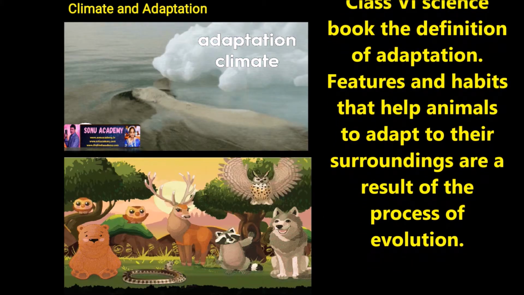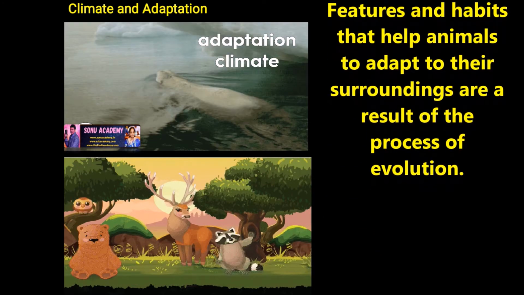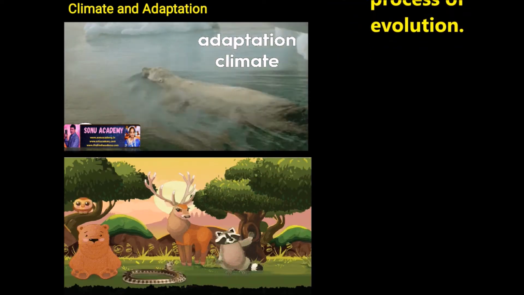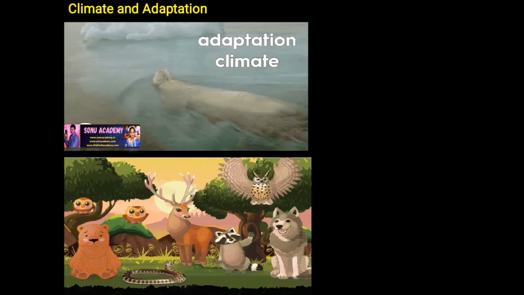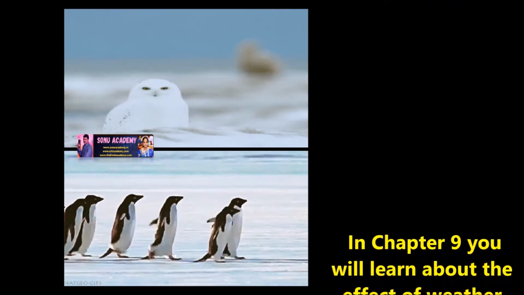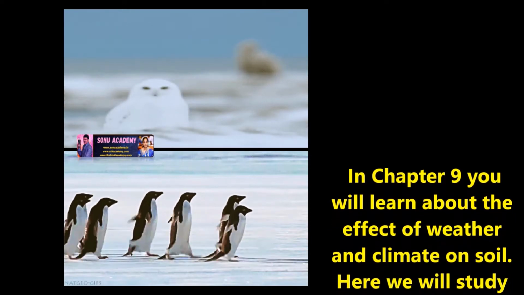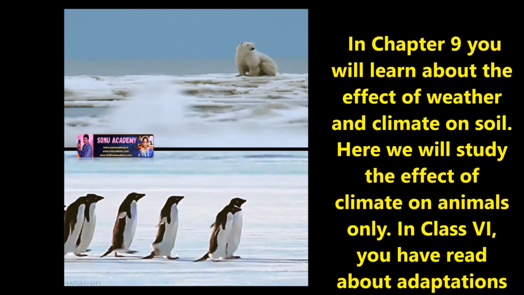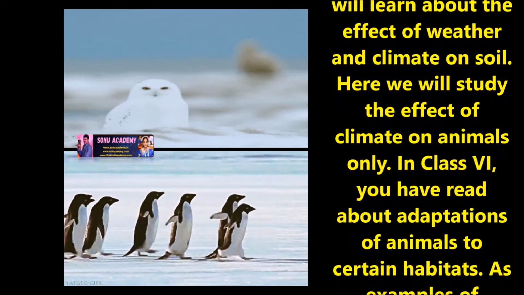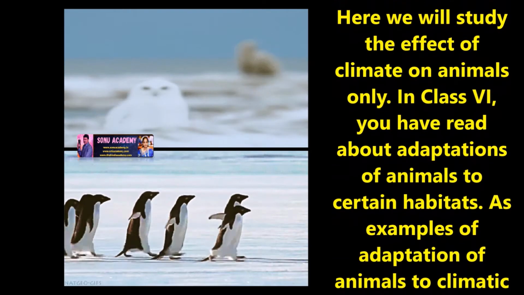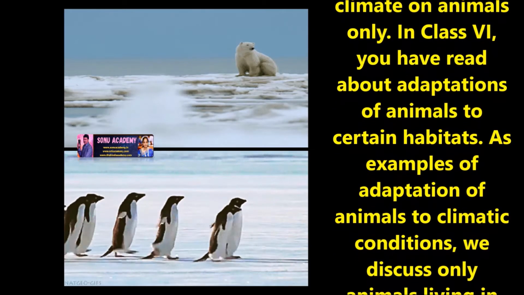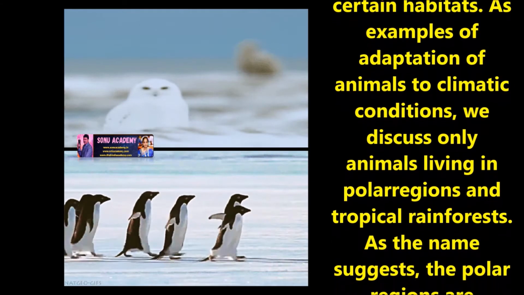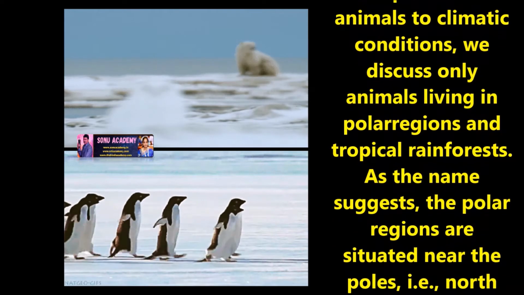Children, the definition of adaptation: features and habitats that help animals adapt to their surroundings are the result of the process of evolution. In that chapter 9, you learned about the effects of weather and climate on soil. Here you will study the effect of climate on animals only. In class 6, you have read about adaptation of animals to certain habitats, isn't it? As examples of adaptations of animals to climatic conditions, we discuss only animals living in the polar region and the tropical region.